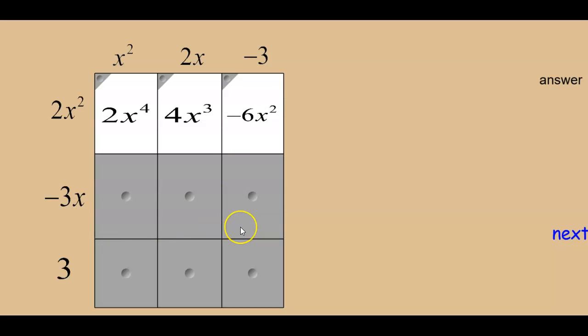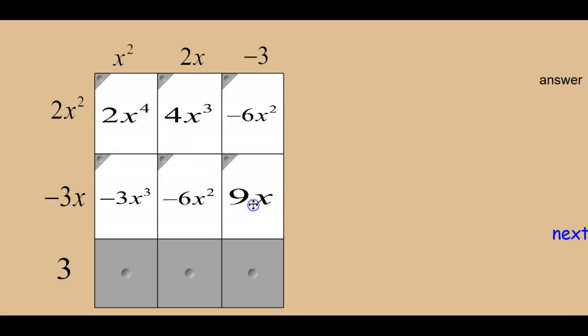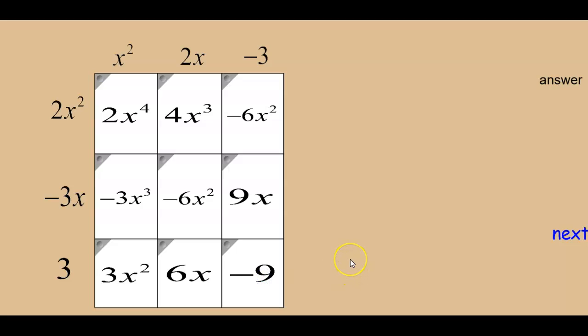See if you can predict what the next row would look like. Negative 3x times x squared is a negative 3x to the 3rd. Negative 3 times 2 is a negative 6, x squared. Negative 3 times a negative 3 is a positive 9, and 1 factor of x. 3x squared. 3 times 2x is 6x, and 3 times a negative 3 gives me a negative 9.